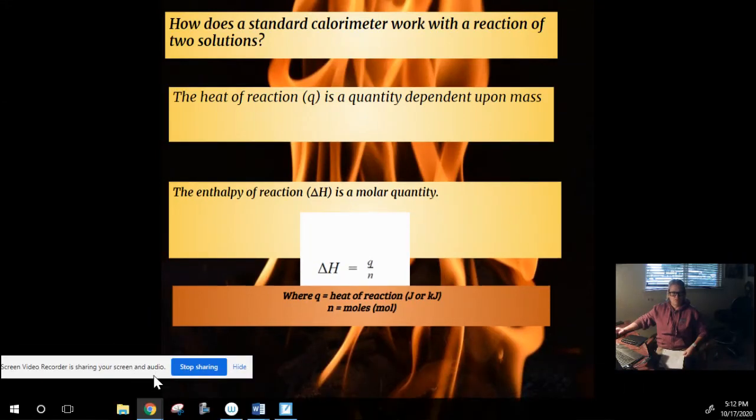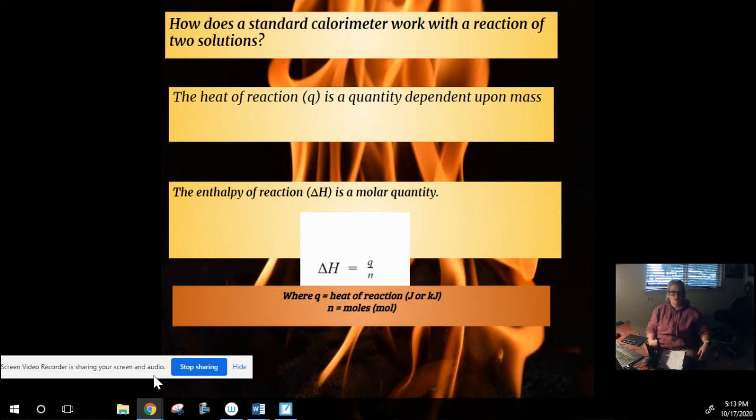Welcome to video number 2 in the series of 3 talking about calorimeters. And in the last video, we saw how we can use a calorimeter to come up with the specific heat of a solid like a metal. This time, we're going to look at how we can find the heat of reaction using a standard calorimeter.